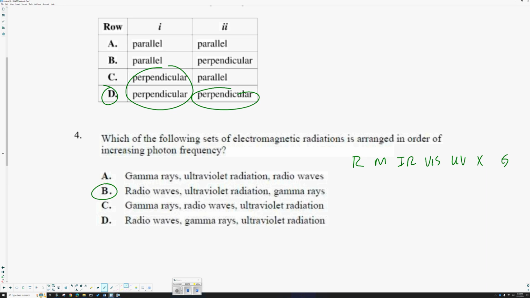Or if we were asked for increasing wavelength, then A would also be the correct answer. Wavelength is inversely related to frequency. So if A is decreasing frequency, it would be increasing wavelength. Answer for this question is B, though.